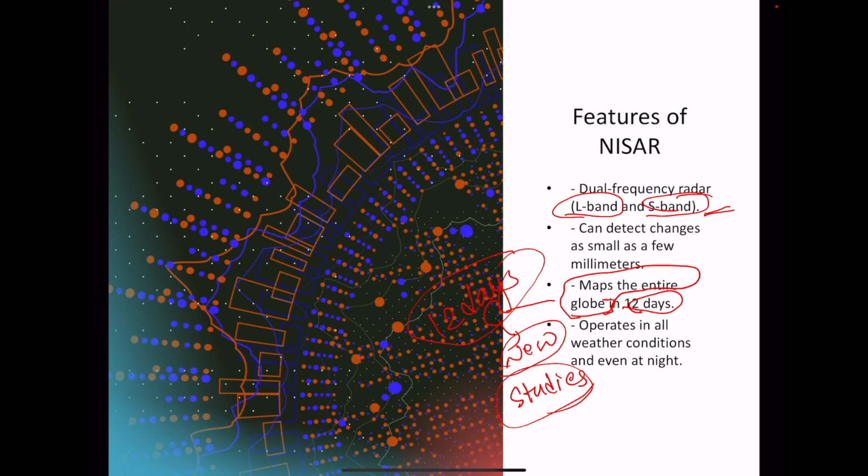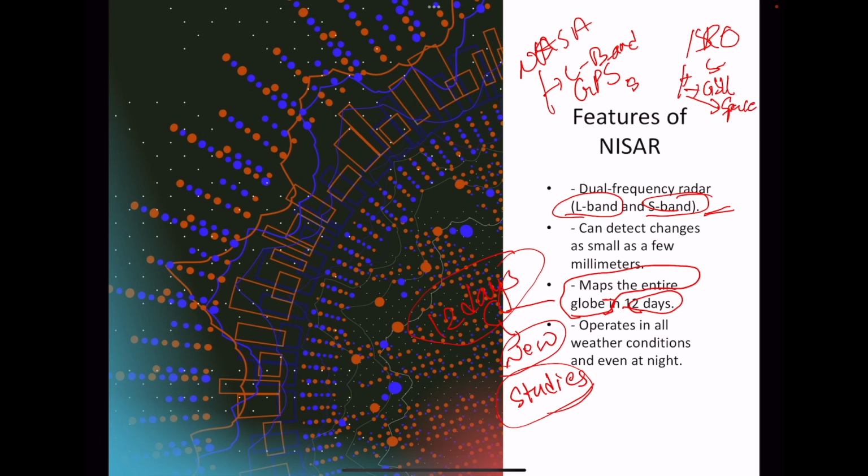So NASA is giving the L band, GPS, the information recorder, and the payload data system. Coming to ISRO, it is giving the S band, GSLV, and the spacecraft.